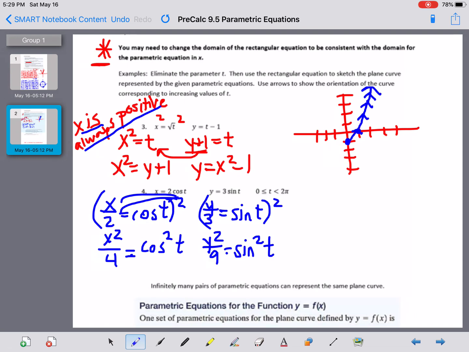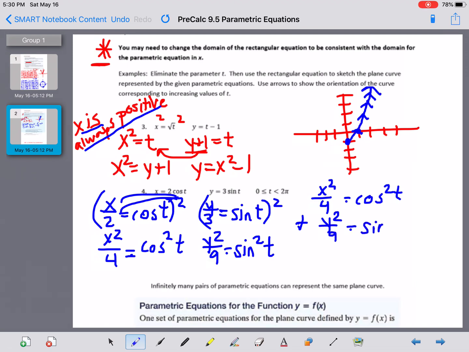But once again, I really haven't gotten rid of that t. Let's think of systems of equations. I can substitute like I did in the last one. I can eliminate, or add my equations together. So let's add my equations together. I have x squared over 4 equals cosine squared t, and let's add it to y squared over 9 equals sine squared t.